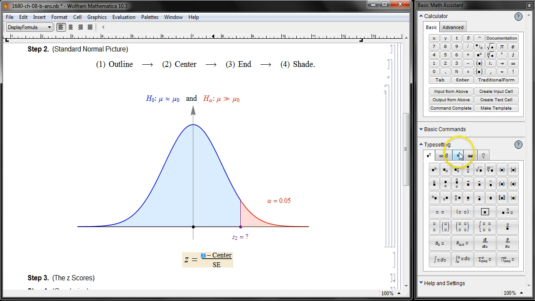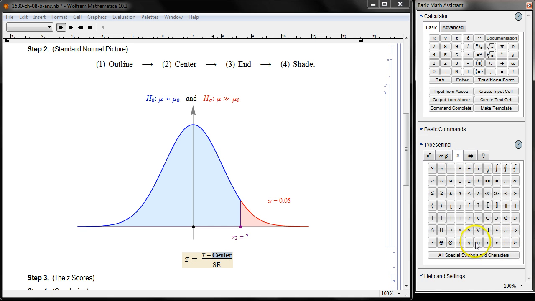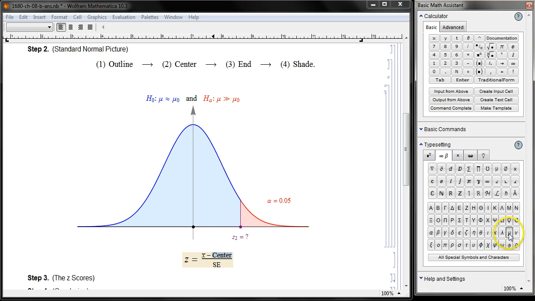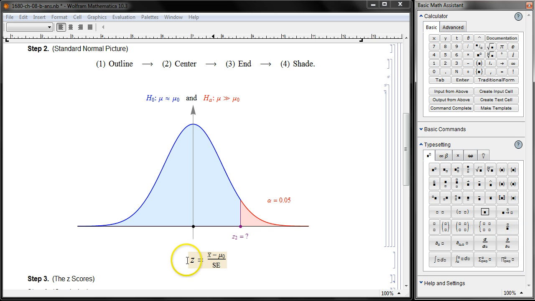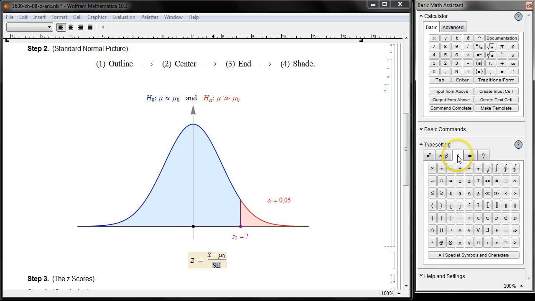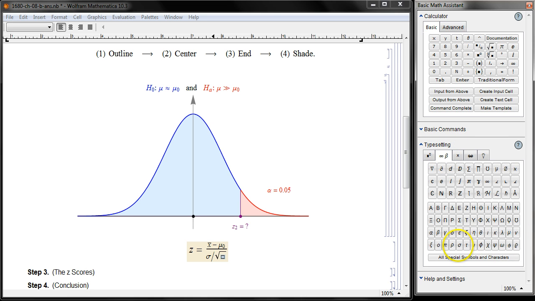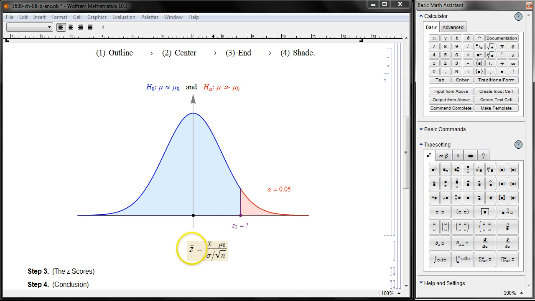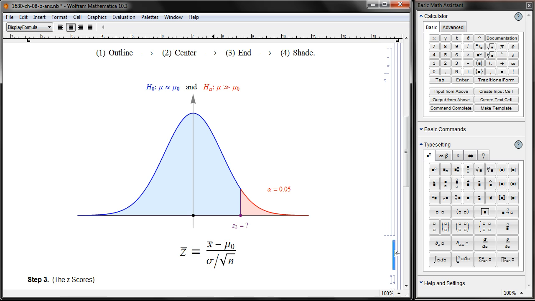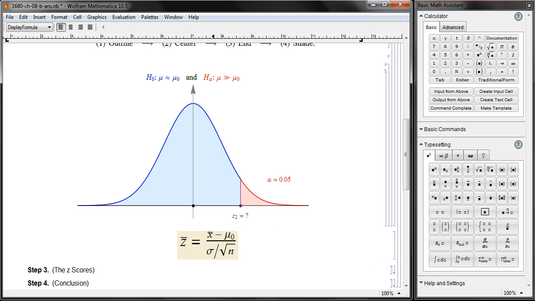bar here, and then the center will be mu 0, and then the standard error down here is going to be, of course, sigma over square root of n, and that is a z-score for the mean, so let's name it as z bar. Let me expand the font even further. You can calculate this one explicitly.